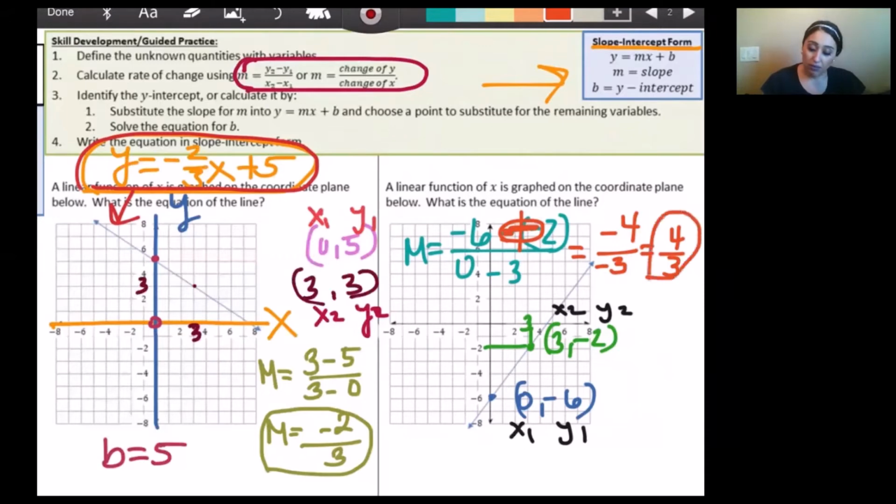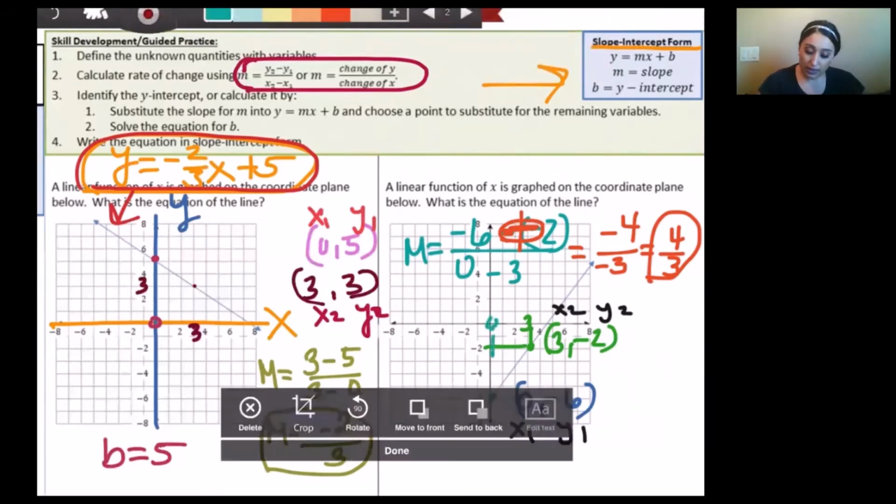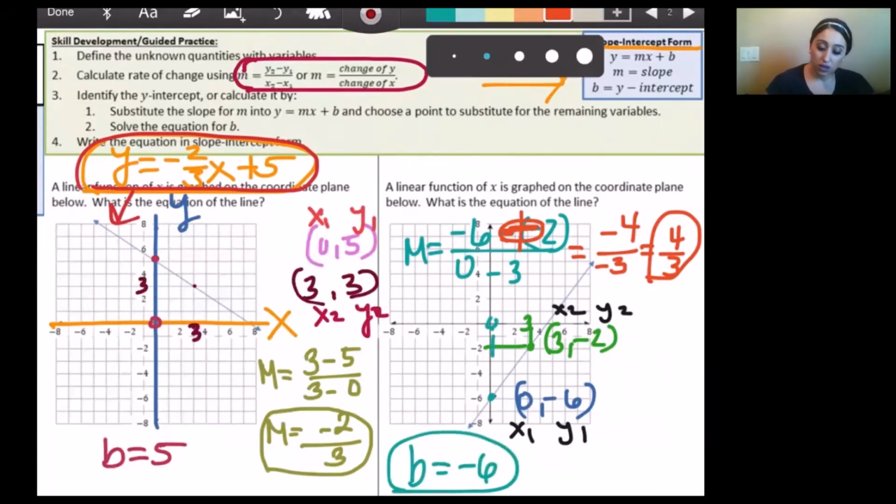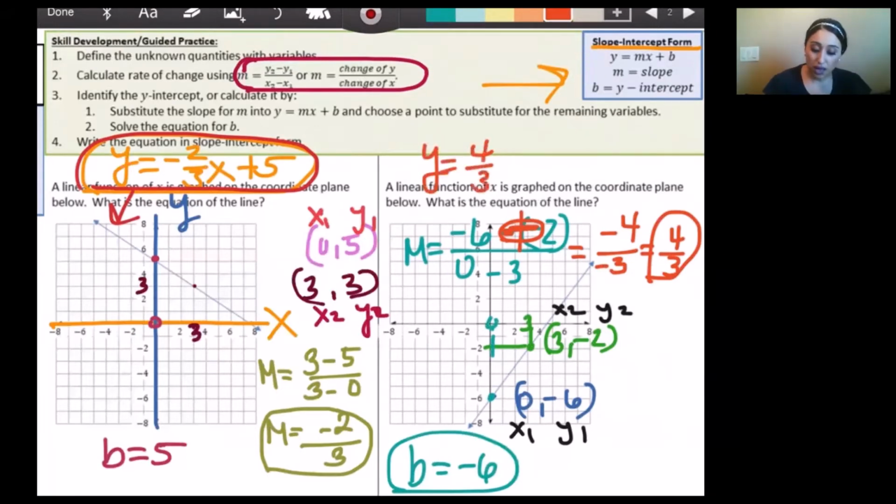Now that I have my m value, I'm going to solve for my initial value, or the y-intercept. When x is 0, I'm going to look where it crosses the y-axis, and it crosses it at negative 6. So b equals negative 6. Now I'm going to put it back together. So I have y equals m, which is 4/3 x, and this one I'm going to just write the minus sign, negative 6. So I just constructed, ladies and gentlemen, the equation for the graph.